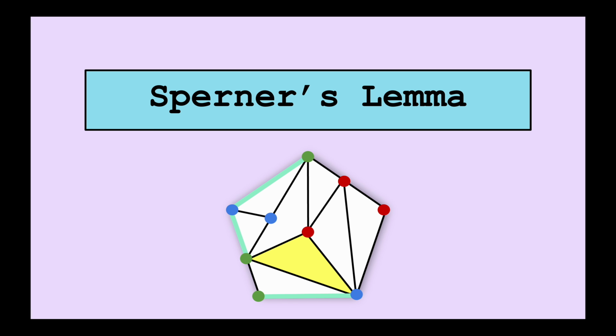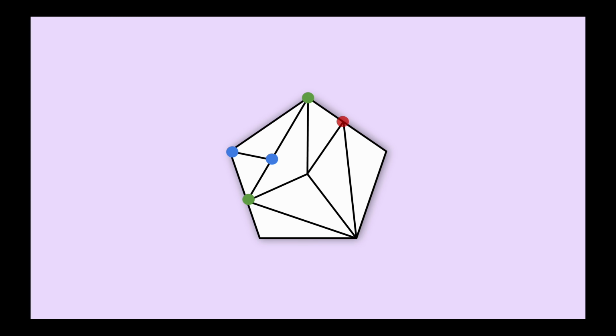Let's begin our solution by discussing a result from graph theory called Sperner's lemma. Let's say we have a triangulated polygon, and we color all the vertices one of three colors, say red, green, and blue. The triangles that the lemma concerns are those with three different colored vertices. So let's call these triangles colorful, and we'll color them yellow.